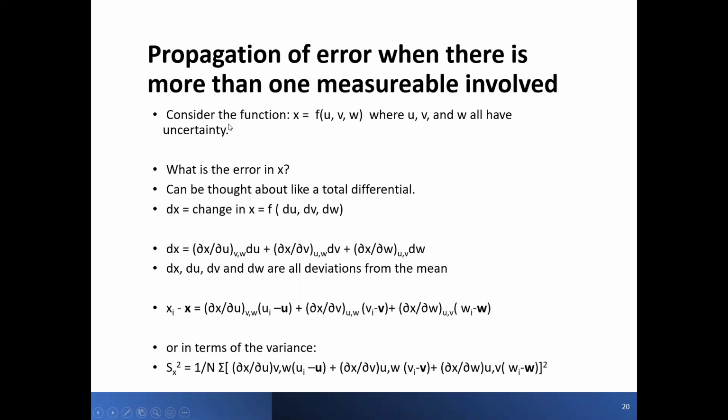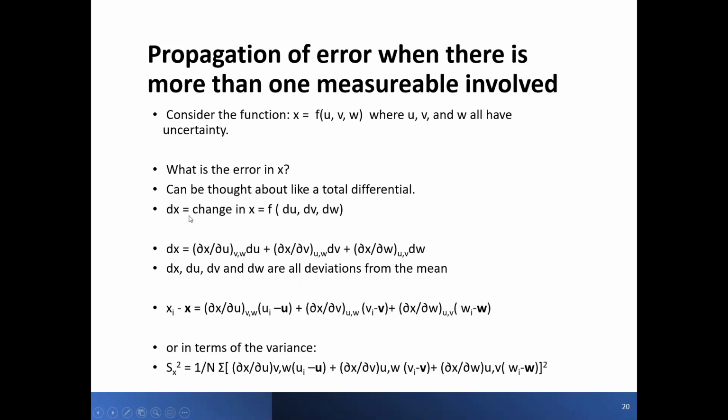So if we have this function, a function of three variables, u, v, w, and u, v, w have their own uncertainties. In this case, how do we calculate the error or uncertainty in x? We can think about this as a partial differential.